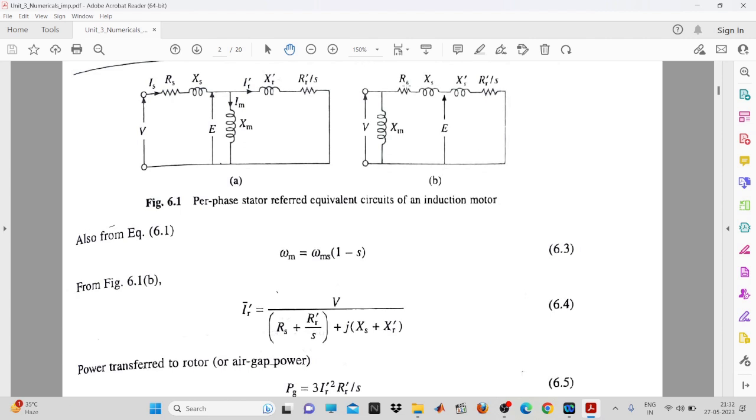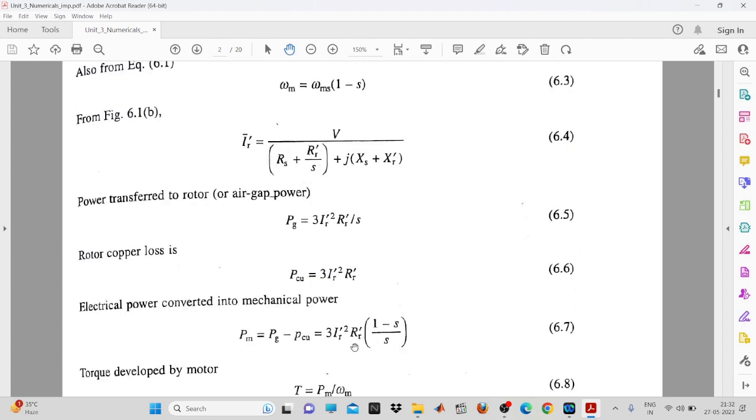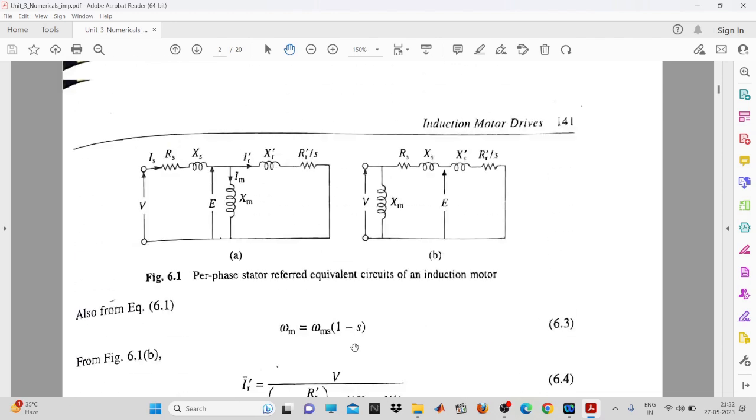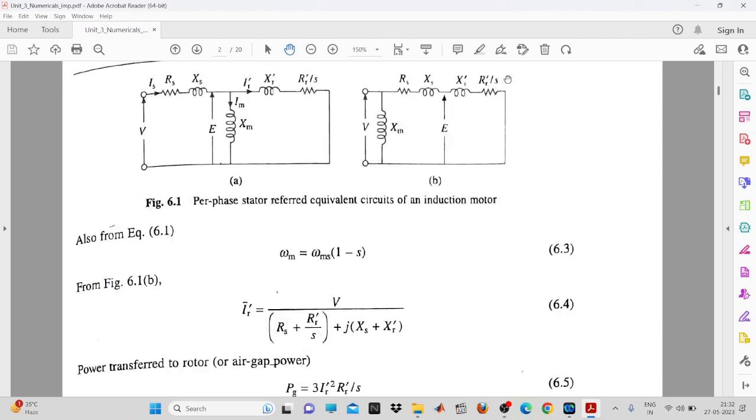Now you can see this RS plus RR dash by S. These are the real part, and this one is the reactive part. So there will be a J term going to appear. Fine. These are all vector quantities, not scalar quantities, mind it. Now this RR dash by S, it means what? This is the air gap power, the power which enters into the rotor. Again, I am saying air gap power means the power which just enters into the circuit.